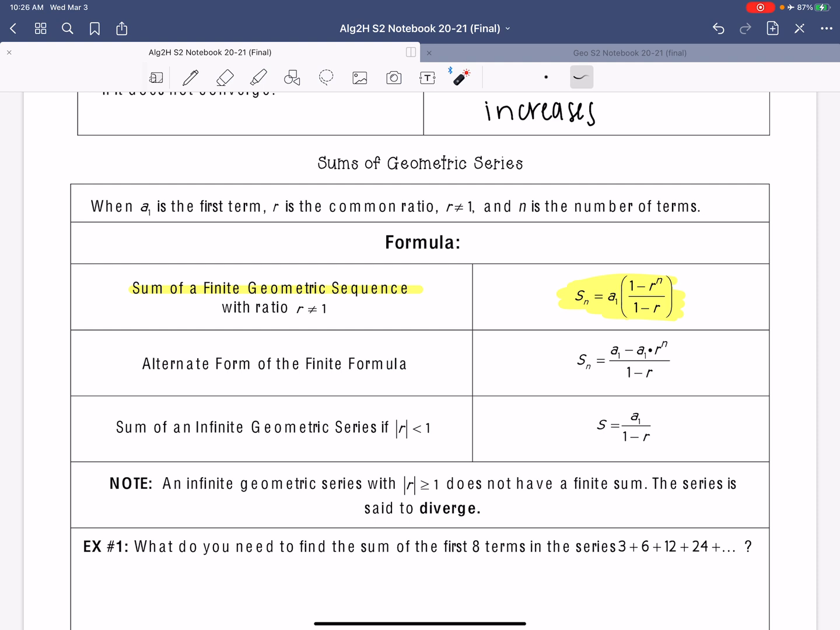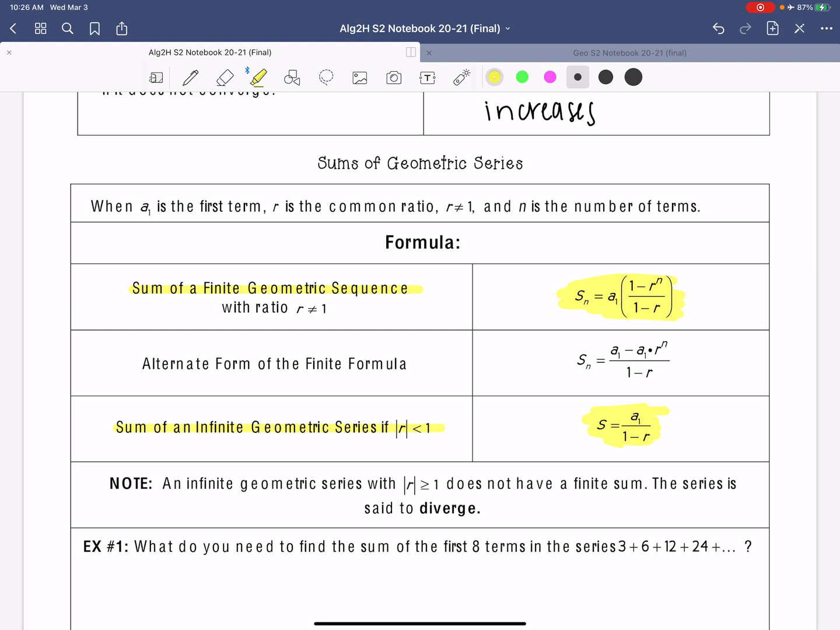And then the second case is if I have an infinite geometric series. So that's one that doesn't ever end. It will only converge, and this is what we talked about up there, if r is less than 1. So again, we're talking about a half, a third, a fourth, whatever the case is. And if that's the case, this is the formula we will be using. So we just need to know these formulas and when to use them.